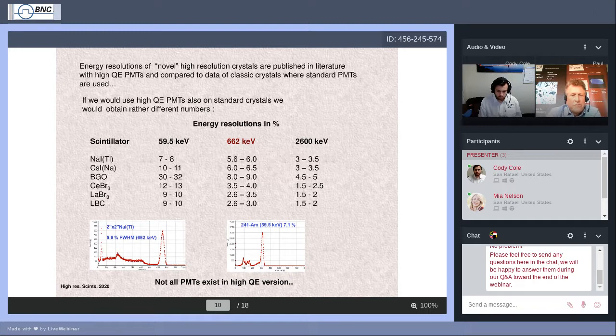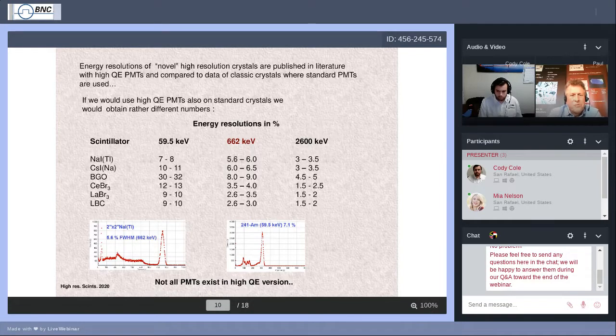At the bottom right, you see a spectrum of americium-241. 60 keV is the main emission, and you see a very nice structure in the beginning and some peaks there, which are the 14 and 17 keV lines, the neptunium X-rays, and also an escape line from the sodium iodide. And this is something you won't see when you use a regular photomultiplier tube. And there at the left, you see the resolution when I use a good high quantum efficiency photomultiplier tube on a classic sodium iodide crystal.